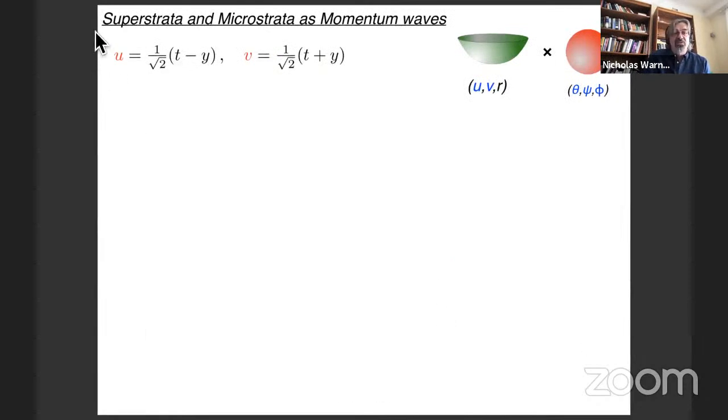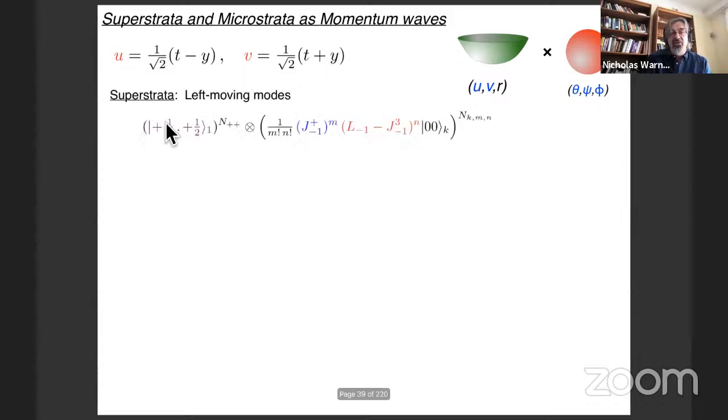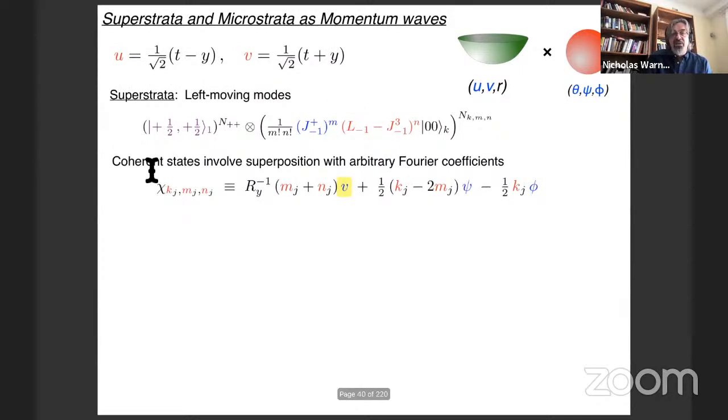Okay, so superstrata and microstrata are simply basic momentum waves in this system. And so they're either left moving if they depend on V, or right moving if they depend on U. And so the classic superstratum, which involves only left moving excitations, gives you a coherent state which involves all the following harmonics. It depends on V precisely because it's a left moving state, and the quantum numbers m and n, which turn up here and here, just reflect the excitation numbers here. And then, depending on the angular momentum of the state and so forth, there are excitations on the sphere.